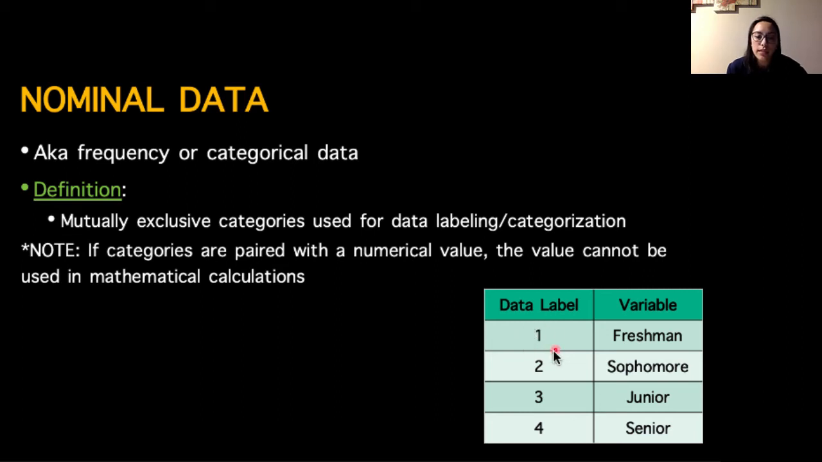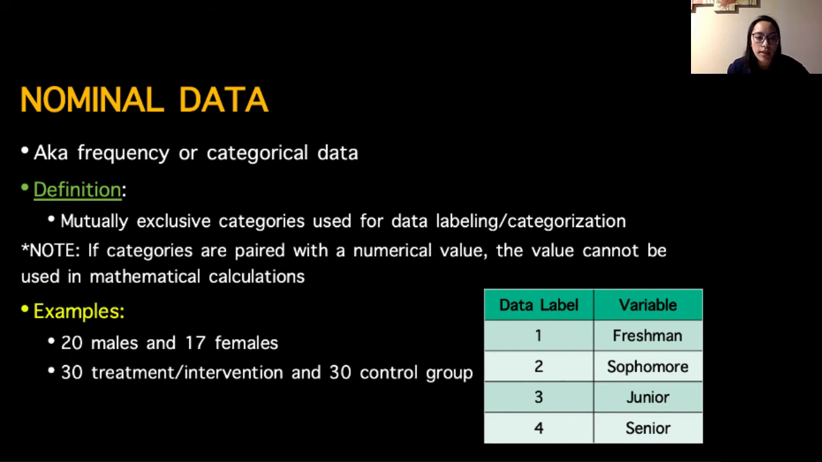So in the case when you're using numerical values as a placeholder for the descriptor of your category, those numerical values cannot be used in mathematical calculations. So 1 is not less than 2, 2 is not less than 3, 4 is not greater than 2. We can't make those translations because those quantitative values do not actually have any meaning to them.